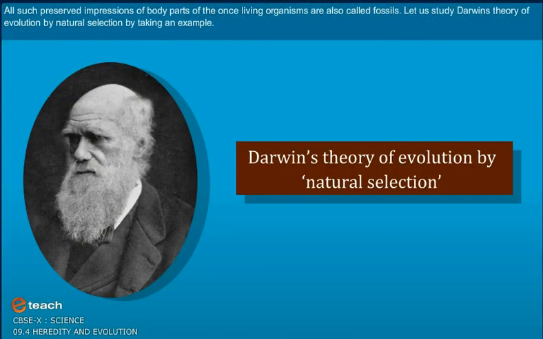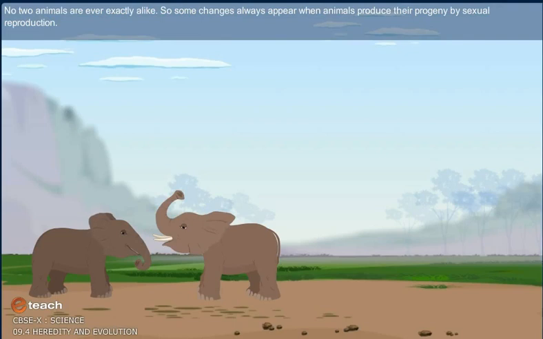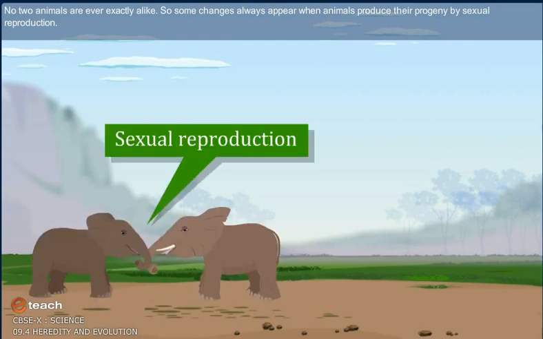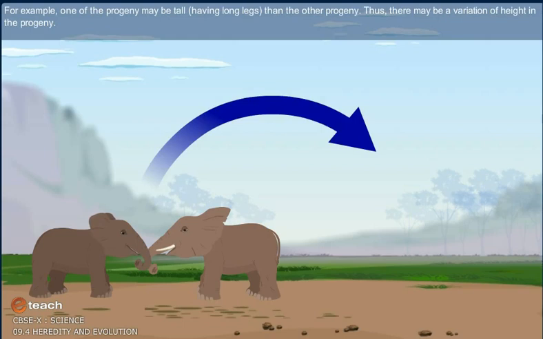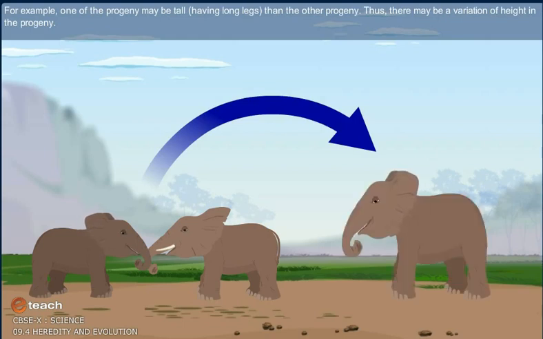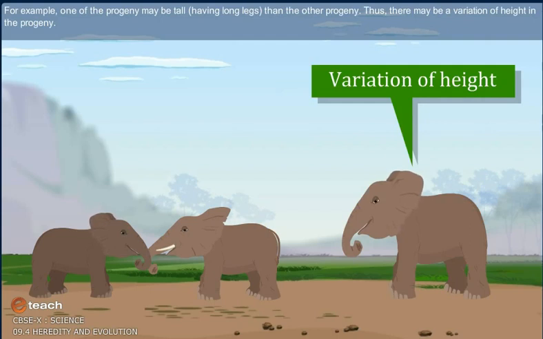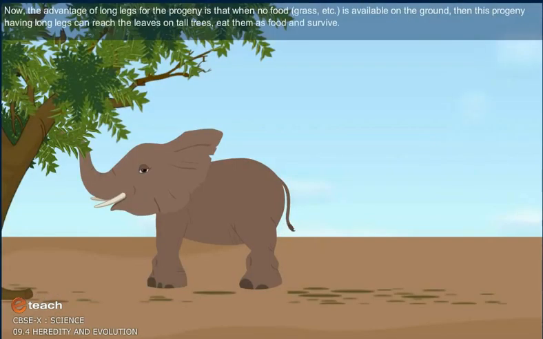Let us study Darwin's theory of evolution by natural selection by taking an example. No two animals are ever exactly alike. So, some changes always appear when animals produce their progeny by sexual reproduction. For example, one of the progeny may be tall, having long legs, than the other progeny. Thus, there may be a variation of height in the progeny.